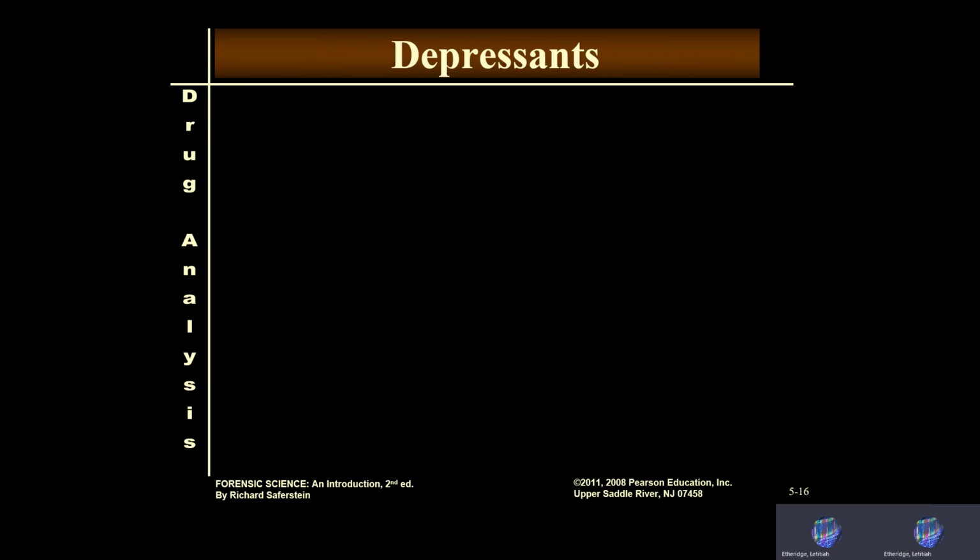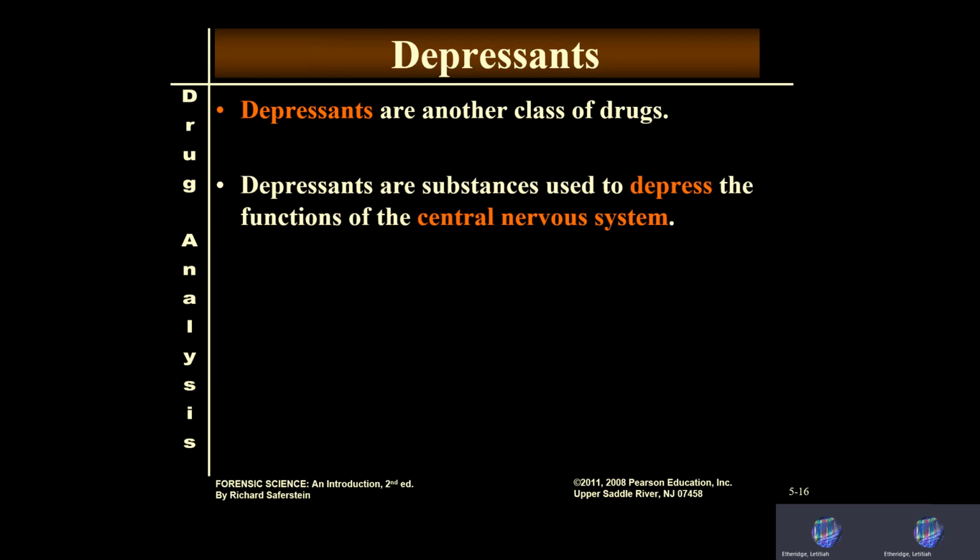Okay, let's move on to depressants. So depressants are going to be another class of drugs. They do exactly what their name says. They depress the function of the central nervous system, okay? Basically, they are decreasing the firing of our central nervous system, which leads us to, let's just say, slower movements, slurred speech, things like that.